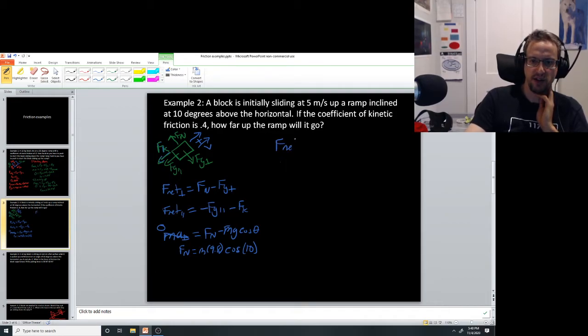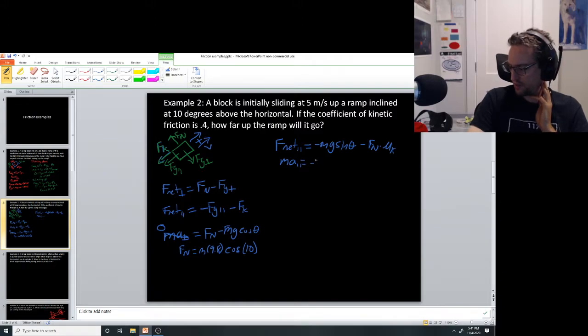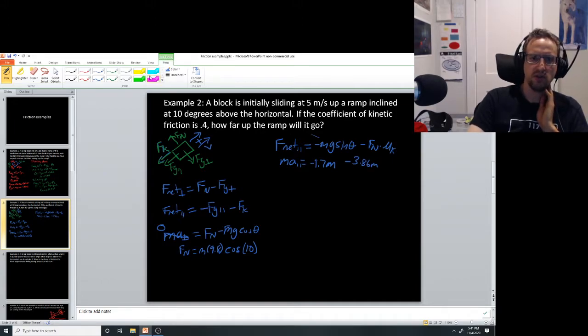So what if I have F net parallel then is equal to, oh man, I still don't have that mass. It's minus mg sine theta minus normal force times mu k. This is ma parallel is equal to negative, we plug that in, it's negative 1.7 times the mass. And you plug this in, 0.4, and you get negative 3.86 times the mass. And lo and behold, the masses cancel out. And so we get the parallel acceleration to be negative 5.56. And now we can do kinematics, right?